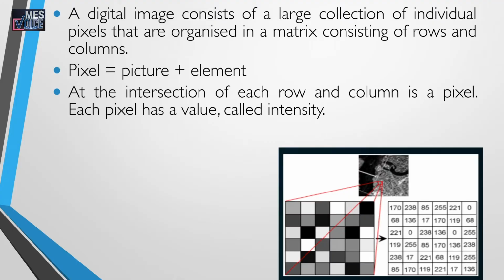Before going into the topic, we can discuss digital image. A digital image consists of a large collection of individual pixels that are organized in a matrix consisting of rows and columns. At the intersection of each row and column is a pixel. Each pixel has a value called intensity. We can write pixel as picture plus element.